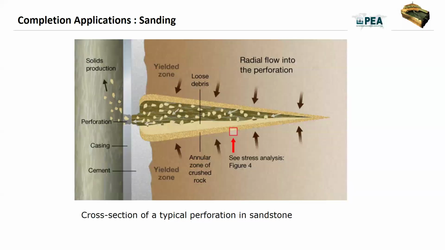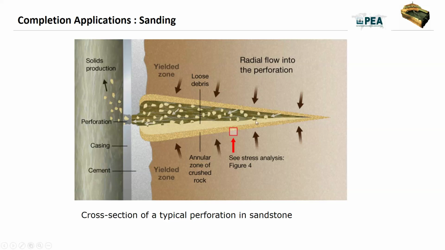Here we have a typical cross-section of a perforation in a sandstone, a schematic cross-section through the sand reservoir. The features are a zone of yielded rock near the casing, another zone of crushed rock adjacent to this yield zone, and crushed rock adjacent to our wall, in the perforation tunnel, and the debris at the bottom of the tunnel. This solid production can only occur if the rock around this tunnel has failed and the rock fragments are transported to the perforation.